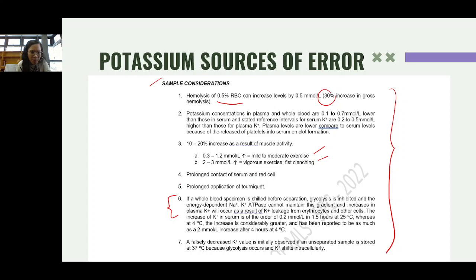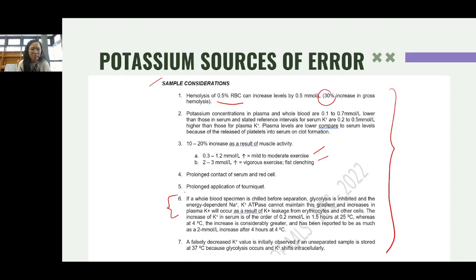So the increase of potassium in serum is of the order of 0.2 millimoles in 1.5 hours at 25 degrees Celsius, whereas at 4 degrees Celsius, the increase is considerably greater and has been reported to be as much as a 2 millimoles per liter increase after 4 hours at 4 degrees Celsius. So consider that one. Dako na kayo ng maskin isa lang kids, maski 1 point na increase, dako na kayo na siya na difference, especially if we are talking about accuracy.